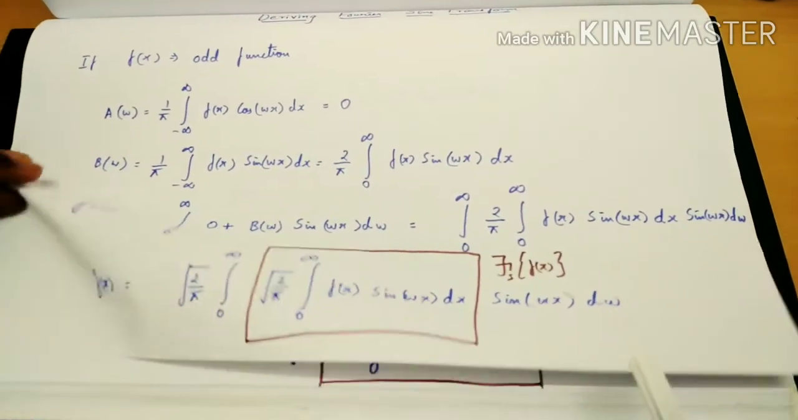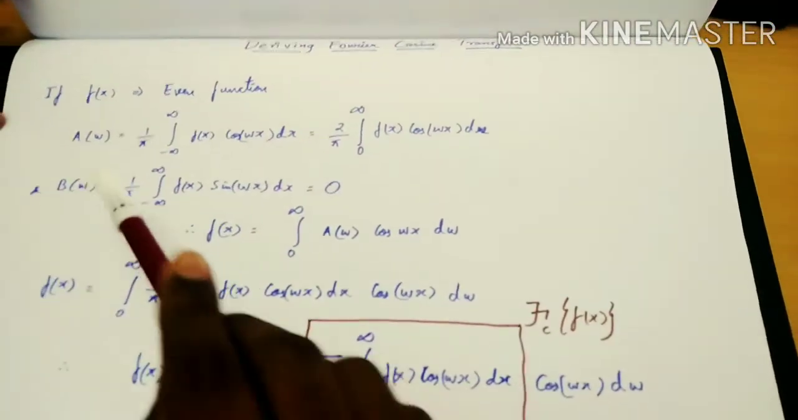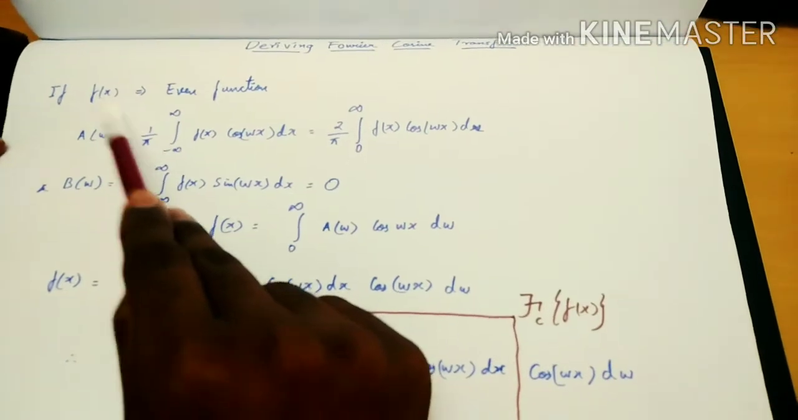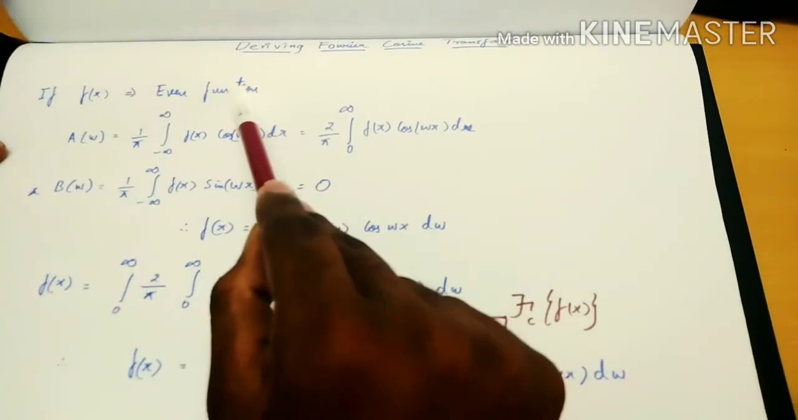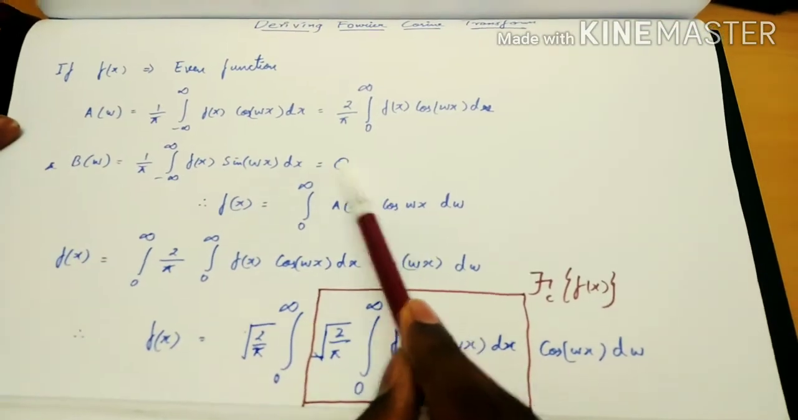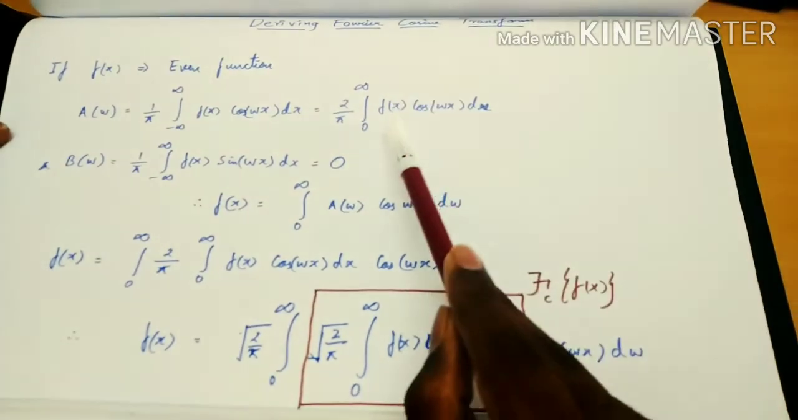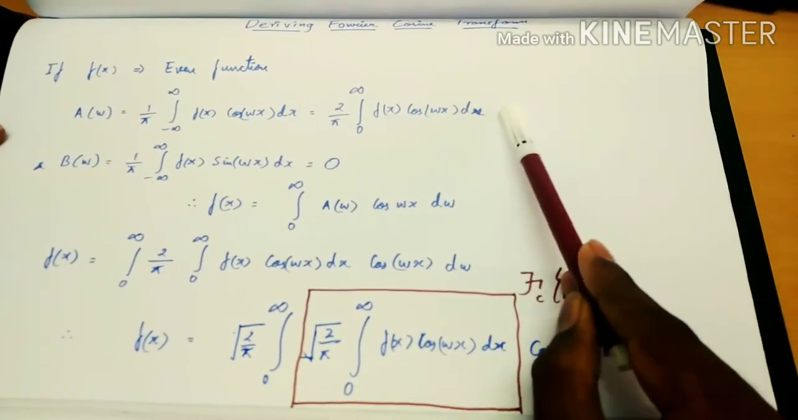Moving on to deriving the Fourier cosine transform. In the last case we saw when f of x was odd. In this case let us consider f of x is an even function. In that case B omega will become 0 and A omega will become 2 by pi integral 0 to infinity f of x cos omega x dx.